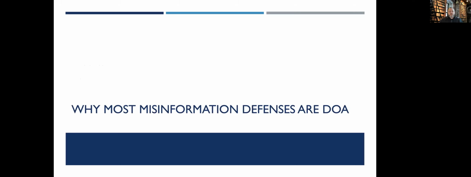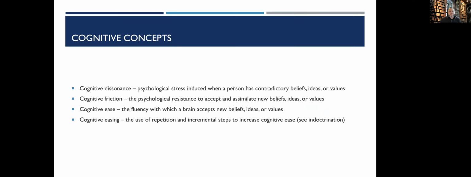So having discussed how AI is used to conduct misinformation, why is it that most of the defensive discussions we've had to counter misinformation have been dead on arrival? First, we have to discuss a couple of cognitive concepts, and I apologize, I'm not a cognitive scientist, I'm a computer scientist, but I'll do my best. So cognitive dissonance is the first topic that we need to discuss. Cognitive dissonance is the psychological stress induced when a person has contradictory beliefs, ideas, or values to an action they're taking or to that information they're seeing.